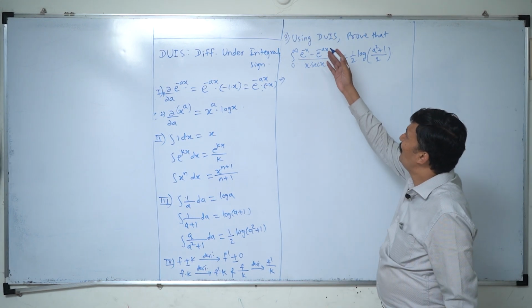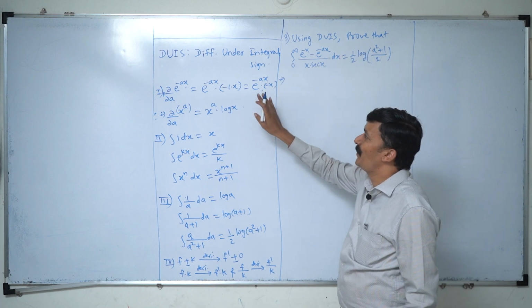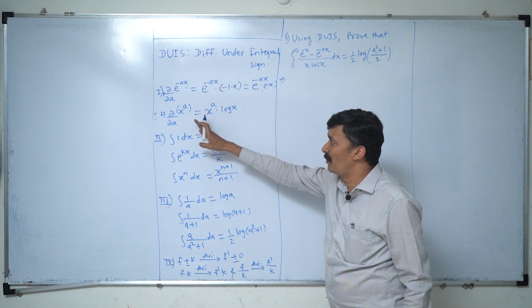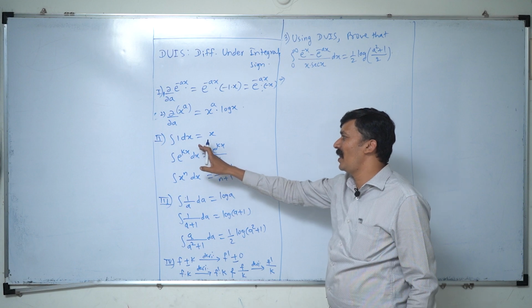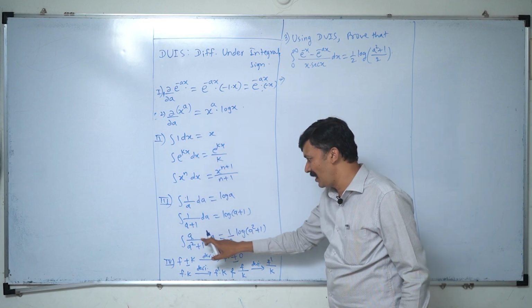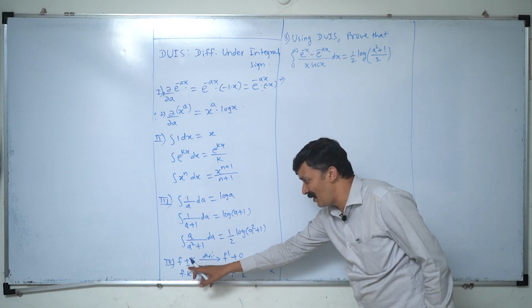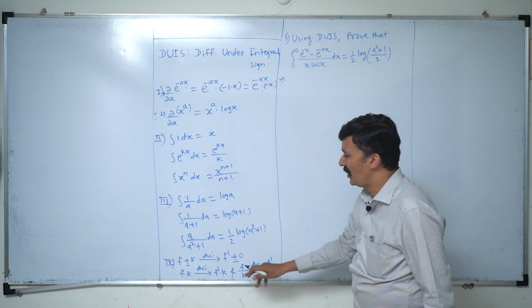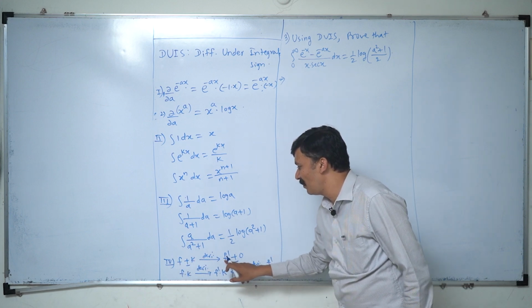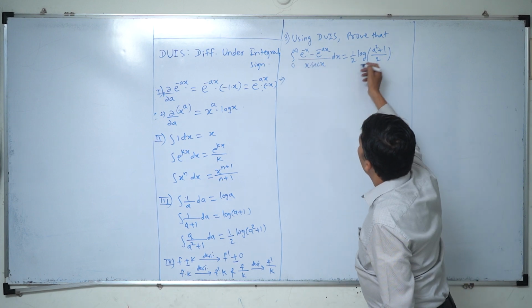Now the third problem. In the previous session we have already seen basic partial differentiation with respect to a, some basic integrals with respect to x, and basic integrals with respect to a. Then the 11th standard part: the derivative of function plus constant is the derivative of function plus 0. Now we will see this problem.